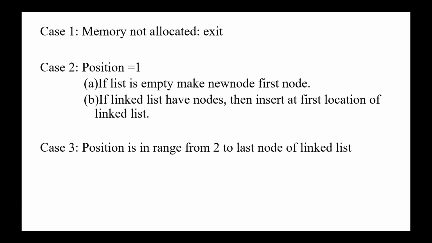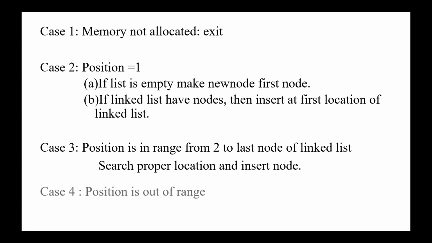Third case is that the position of the element is given in the range from 2 to the last node of the linked list. For example, there are 5 elements and we insert at location 4. So 4 is in the range between 2 and 5, so insertion is possible. We have to search for the proper location where we have to insert, then we insert the node.